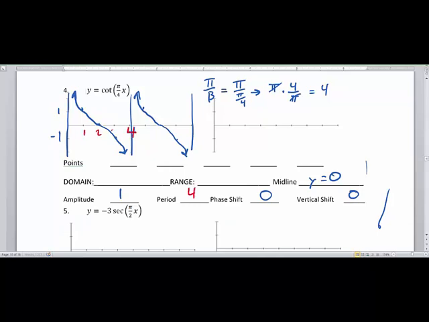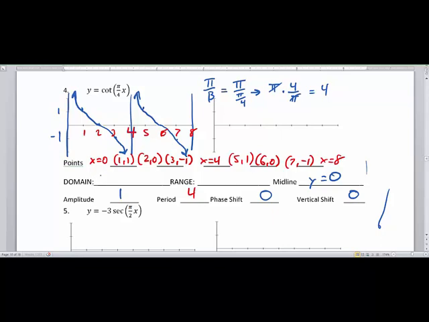That means we go 1, 2, 3, 4, 5, 6, 7, 8, which is pretty awesome. So getting our points is going to be super easy. X is equal to 0. This is the point 1, 1. Next point is going to be 2, 0, 3, -1, and x is equal to 4 is the next asymptote line. Then what we have next is 5, 1, 6, 0, 7, -1, and then x is equal to 8.